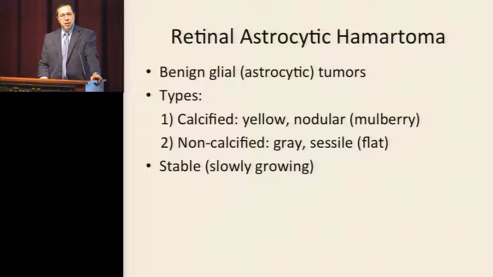So these are benign tumors, as you know, astrocytic tumors. They have 2 types. One is the calcified type. Has a nodular yellow mulberry appearance, very typical. And then there is this non-calcified form, which is gray and sessile. These tumors are stable or very, very slowly growing.